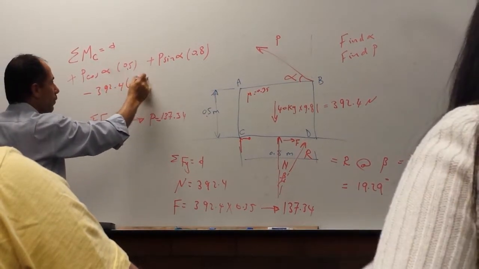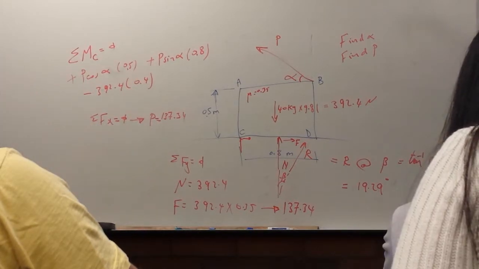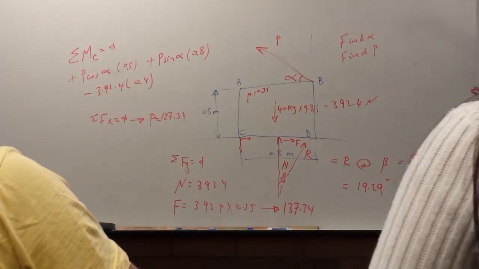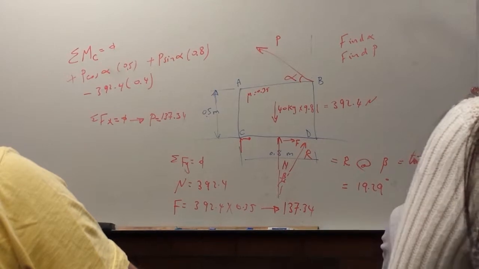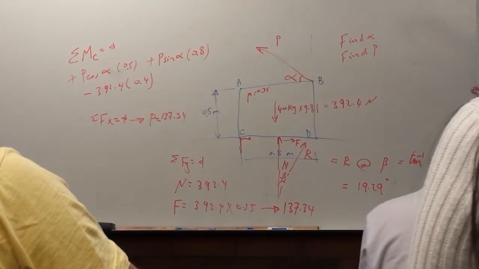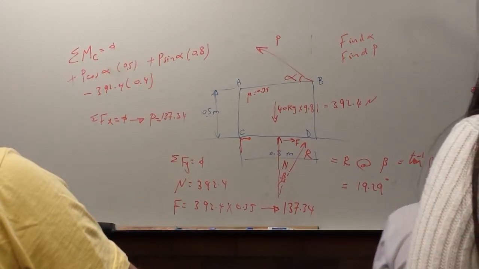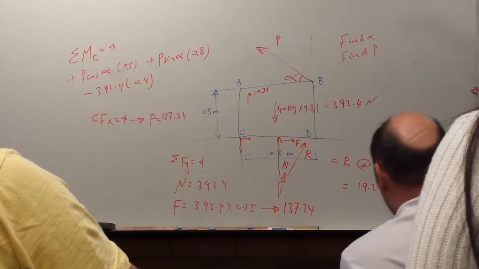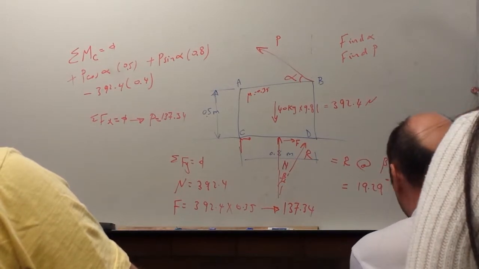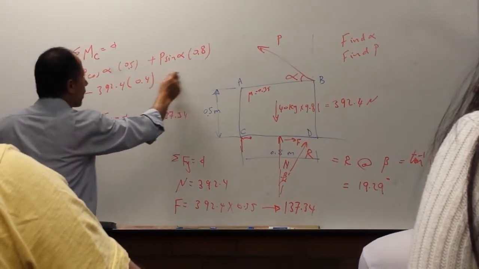392.4 times 0.4. Wait, but if it's just about to tip, wouldn't the weight go all the way on the C? So wouldn't it cancel out? Or just from the center of gravity? No, it's from the center of gravity. Still, the normal force would be at C. So this is not going to give you anything.